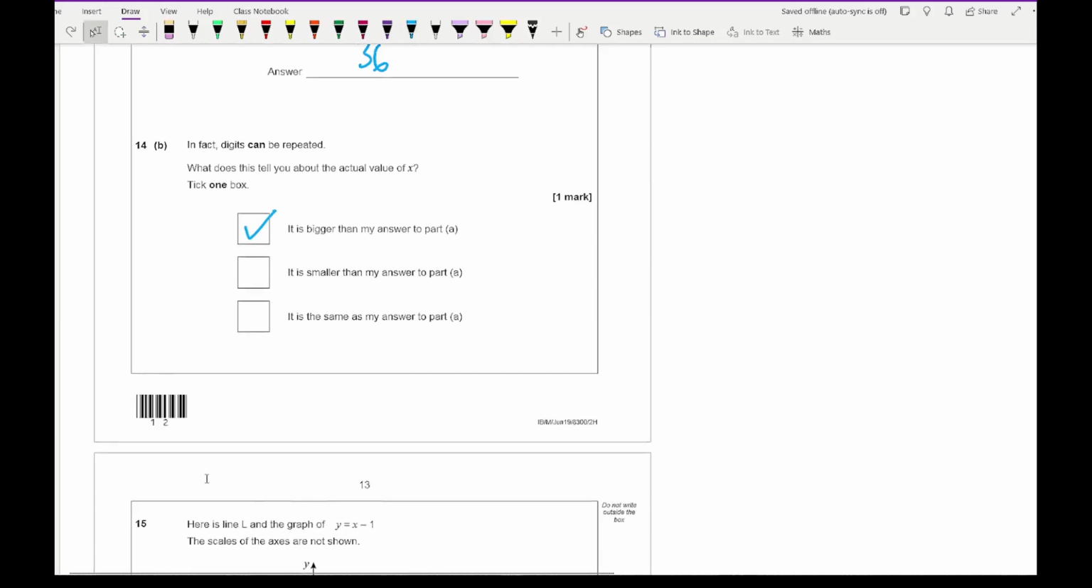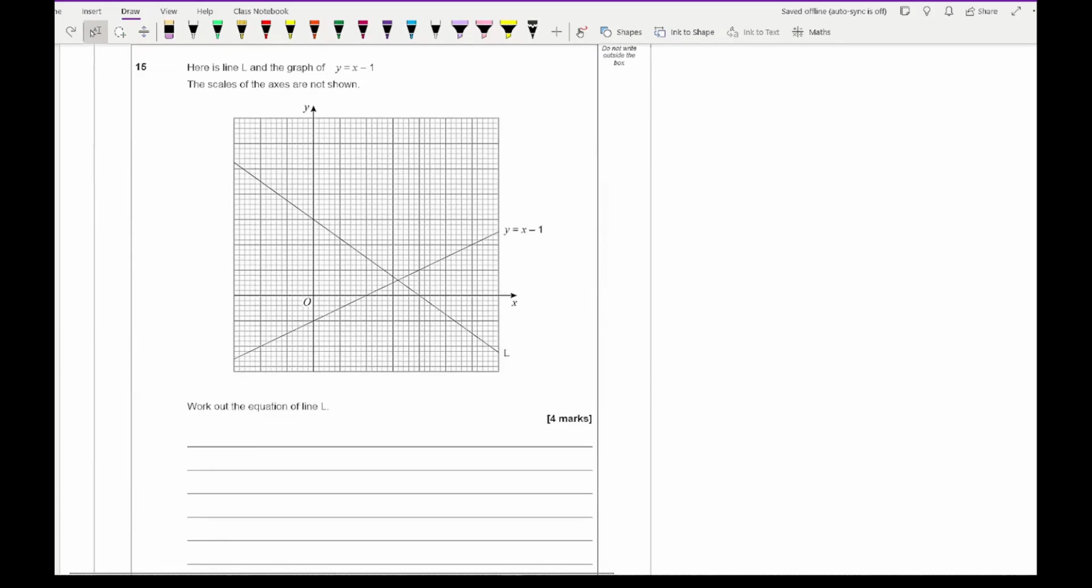Now then, looking at question 15, it says here is a line L and the graph of y equals x minus 1. The scales of the axes are not shown, and the question is asking us to work out the value of L. Now, although the axes are not drawn, what I need to do first is label the axes. Looking at y equals x minus 1, this is going to be the y-intercept, so this is going to be minus 1. Whenever you're drawing a graph, the scales are always going to be equally spaced. So that's going to be 1, 2, 3, 4, 5, 6, etc.